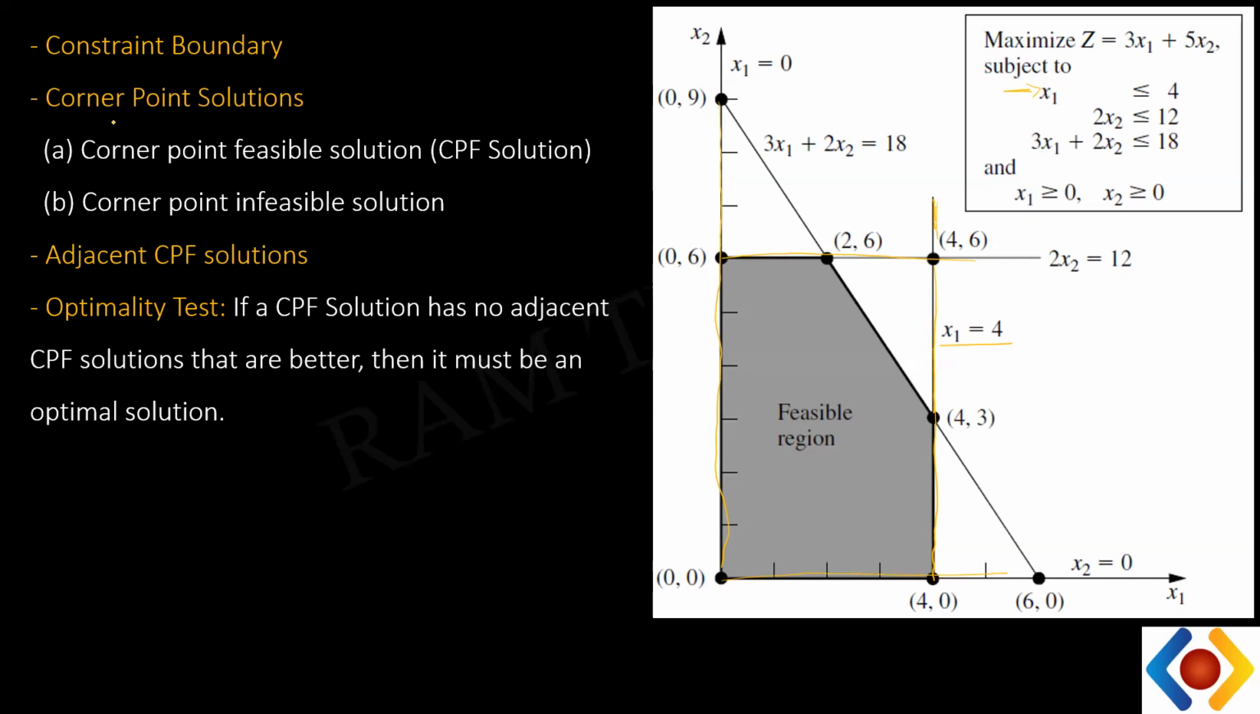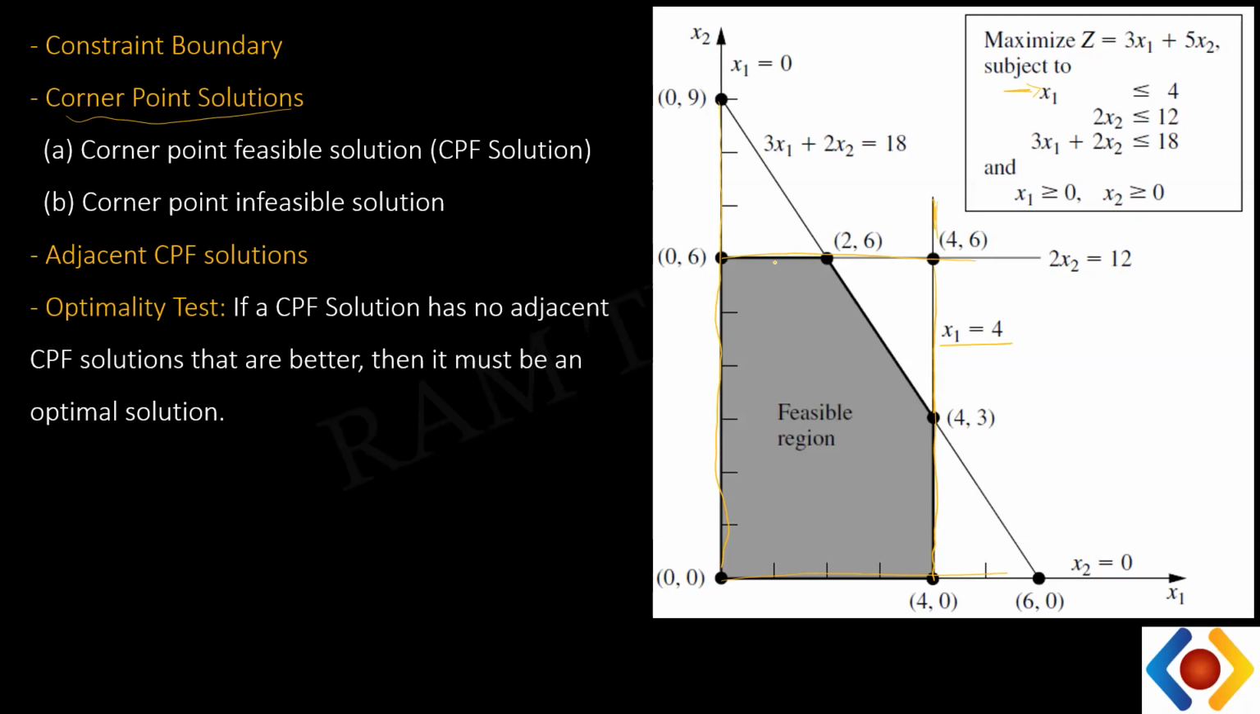What do you understand by corner point solution? First of all, tell me what a corner point is. Extreme points on the boundary, like (0,6), (2,6), (4,3) and all. Correct. So can we say that a corner point is a point where two constraint boundaries meet each other? Yes, sir.